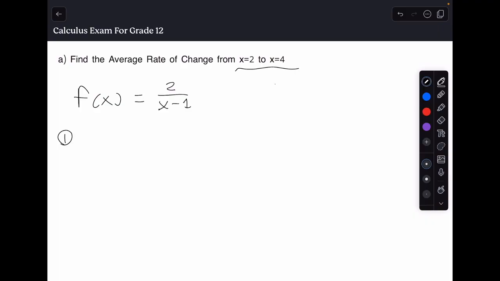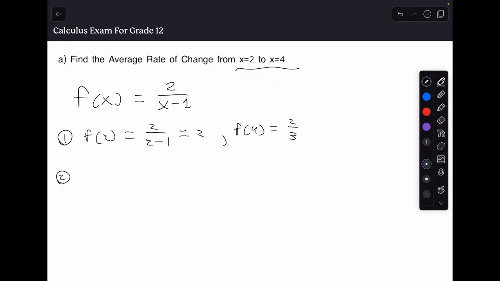The first step is just to calculate your y values by plugging in your x values. So let's do f of 2 first. F of 2 is 2 over 2 minus 1. 2 minus 1 is 1, which is 2 over 1, which is equal to 2. So the y value corresponding with x is equal to 2 is also 2. And f of 4 is just 2 over 4 minus 1, which is 2 over 3. So the y value corresponding with x is equal to 4 is 2 over 3.